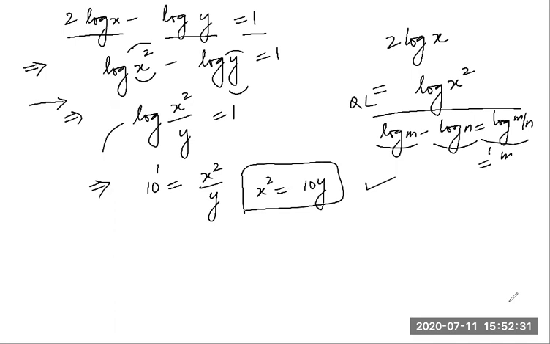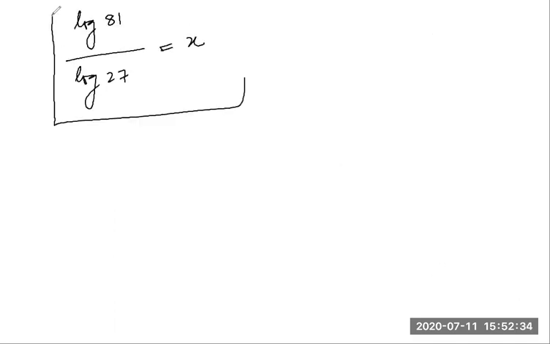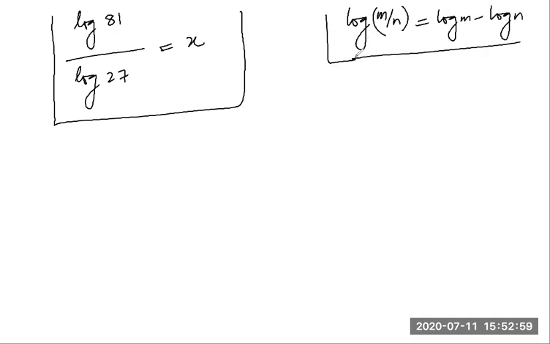Okay, now the last sum is a little tricky. This is the sum where I had told you that a lot of students make the mistake. In the quotient law, we have log of m by n, which is not log m by log n, it is equal to log of m minus log of n. Remember that. But here it is given log of 81 divided by log of 27 is equal to x. Any student can tell me how we can do it?